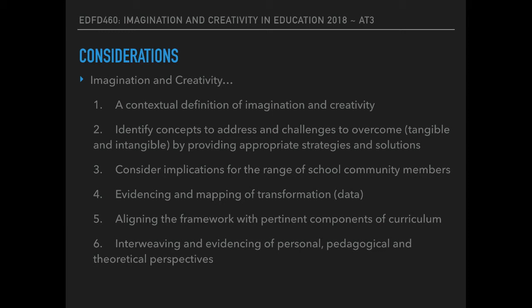But in terms of imagination and creativity, there are 6 points that you want to be focusing on. So a contextual definition of imagination and creativity, identifying the concepts to address and challenges to overcome, consideration of implications for a range of school community members, evidencing and mapping the transformation of data, aligning the framework with pertinent components of the curriculum, and interweaving and evidencing of personal and pedagogical theoretical perspectives. I should just note in point 3 there, with the range of school community members, you're looking at teachers and students, okay? And I'll explain that a little bit more later on.